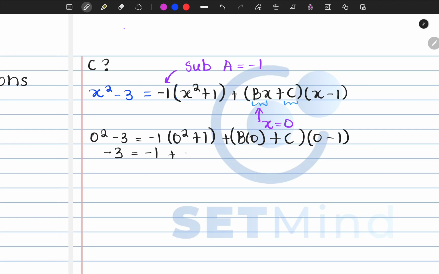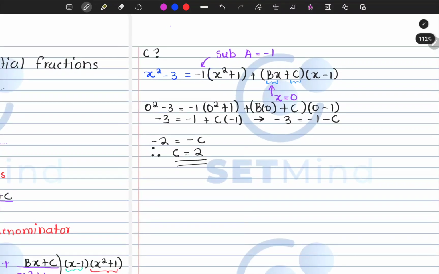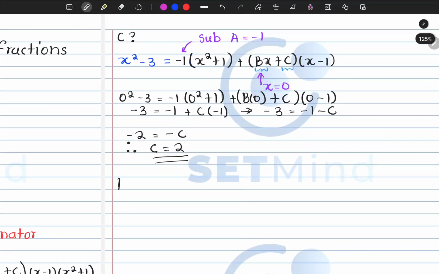And then plus, if you look carefully, it will be c multiplied by -1. So this equation will end up being -3 equals -1, c. So when we transpose, you will see that we'll end up having -2 equals -c. And when you solve, you will see that your c is equal to +2. Okay. Now that we have our c, we should ask ourselves, what about our b then?